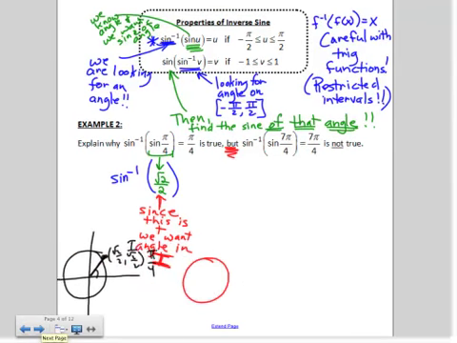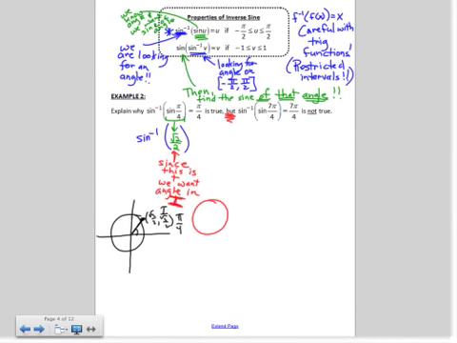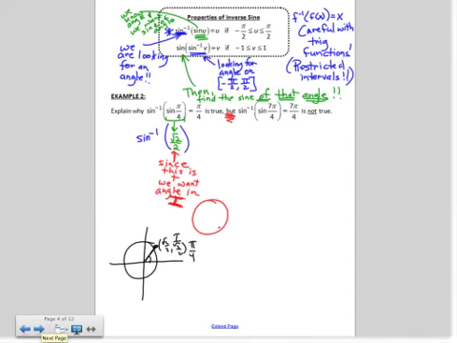Okay, so the answer is pi over 4. So our angle is pi over 4, and how do we know we were looking for an angle? Because the outside function, the one the farthest on the outside, is saying look for an angle.